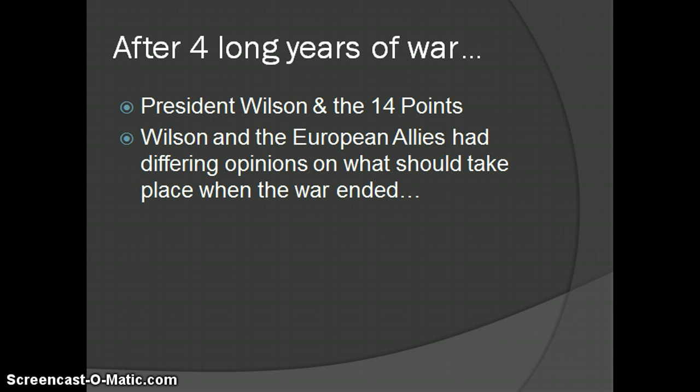After 4 long years of war, President Wilson started working on the 14 points. These were his ideas about a plan for peace. No one in Europe had thought about what would happen at the end of the war. They didn't know what they wanted or how things would work out. Wilson was the one who started thinking about these things and started writing them down, and they ended up in 14 points. Wilson put these out, and then the European allies ended up having different opinions on what should take place when the war ended.